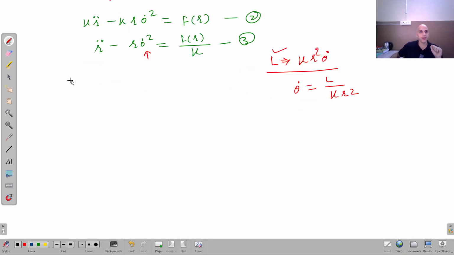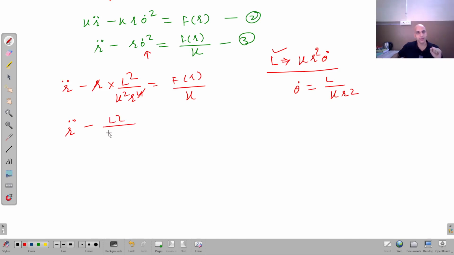When I put this value, I got r double dash minus r into theta dash square, which means L square upon mu square into r power 4, into r, so r power 3, is equal to f r upon mu. So I got from here r double dash minus L square upon mu square r cube is equal to 1 upon mu into fr. This is the equation that I got after putting this value here.